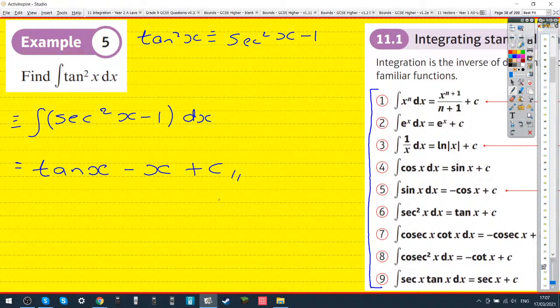And so if you don't have the trig function in your list of functions that can be integrated, change it into something that is in the list.